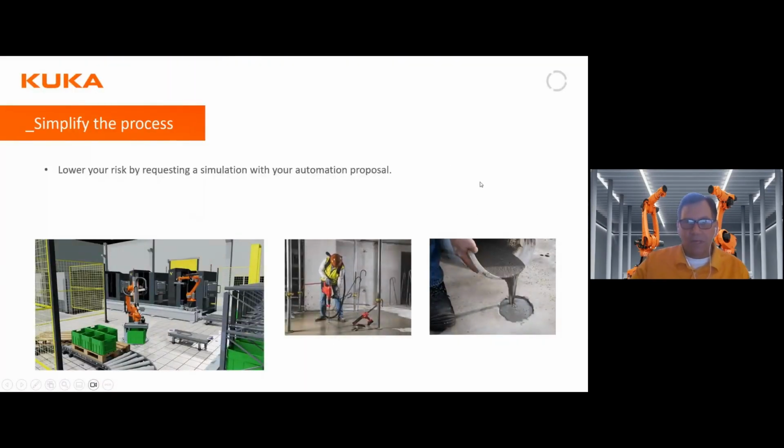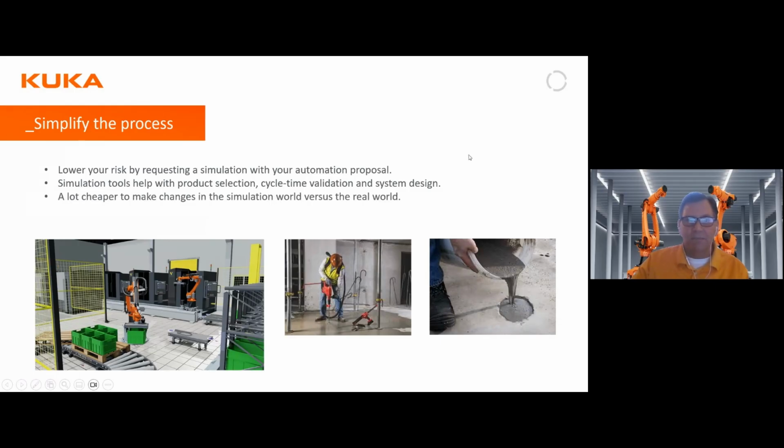One way to lower your risk is to request a simulation as part of your proposal. Simulation tools are awesome these days. They will help you not only with selecting the right robot or automation piece, they can validate cycle times, and they can help you with system design. Making changes in the digital world is pretty cheap. I mean, you're dragging a mouse around. Once you hit the floor, it's very expensive to make changes. So take advantage of the simulation capabilities of your supplier.